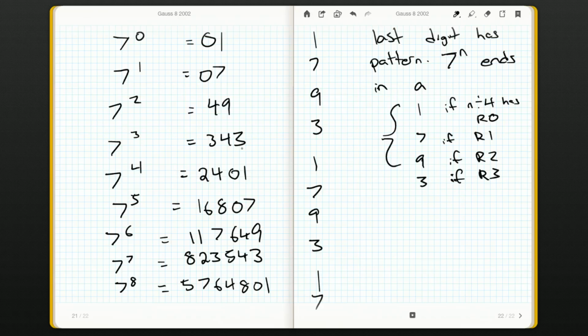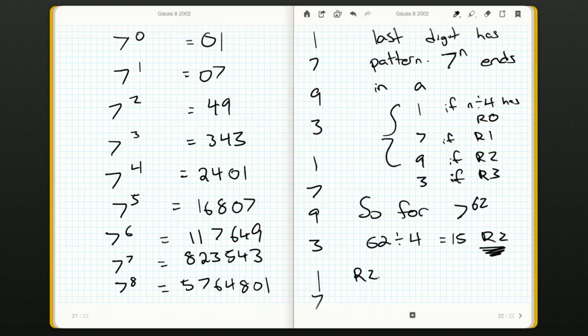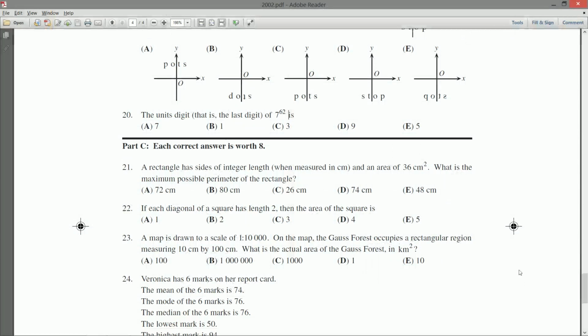Okay. So this is just based on our pattern recognition. So for 7 to the 62, when we divide by 4, we get 15 with a remainder of 2. And a remainder of 2 means we end in a 9. Okay, so which one of these ends in a 9? D.